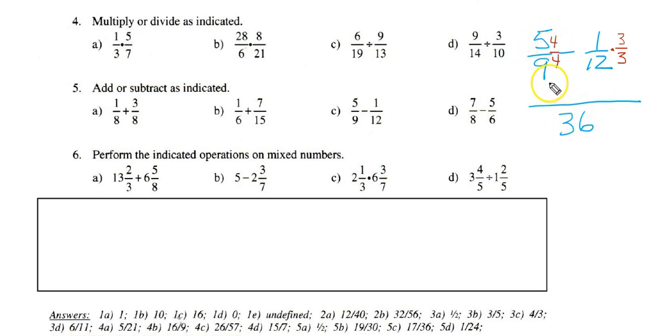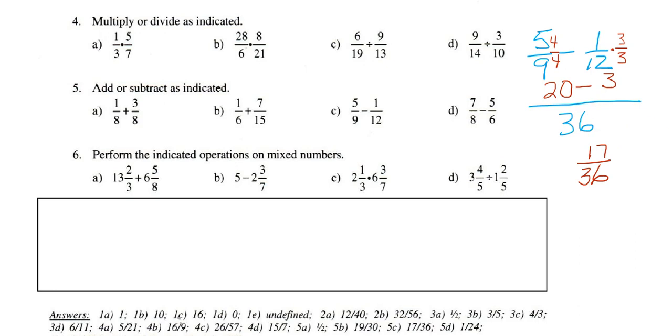5 times 4 is 20. Now remember, we're doing subtraction here. This is going to be 3/36. So when I do the subtraction here, I get 17/36. And that should be there somewhere. 17/36 right there.